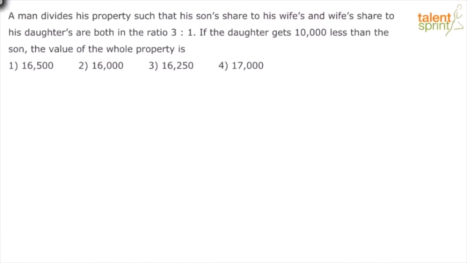Look at this. This is based on ratios and proportions, I guess. It says a man divides his property such that his son's share to his wife's and wife's share to his daughter's are both in the ratio 3:1. If the daughter gets rupees 10,000 less than the son, the value of the whole property is. So should not be difficult, and I don't think it would take more than 45 seconds, but I'll give you 1 minute, and your time starts now.